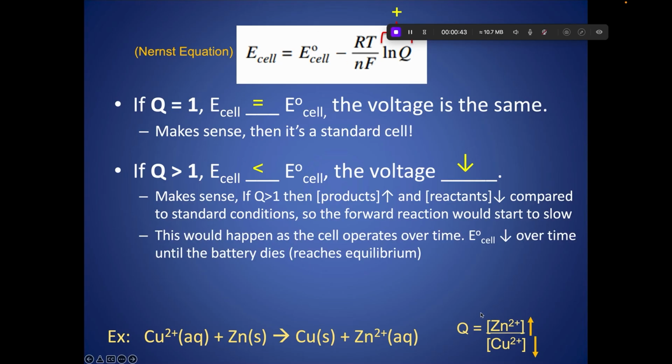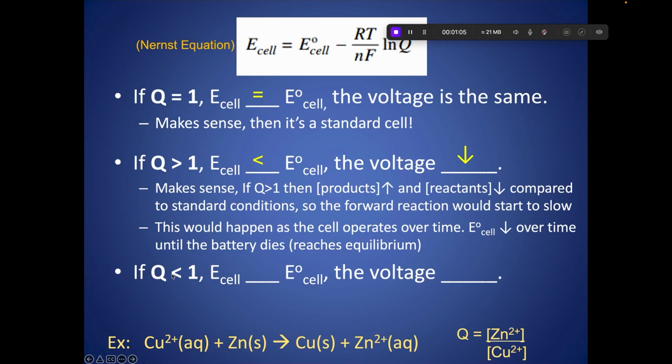This is actually what happens during the course of a battery. Eventually, over time, you're going to use up some of your reactant and you are going to make more product, and the voltage will continually go down and down and down until the battery dies, which is the point that you basically reach equilibrium.